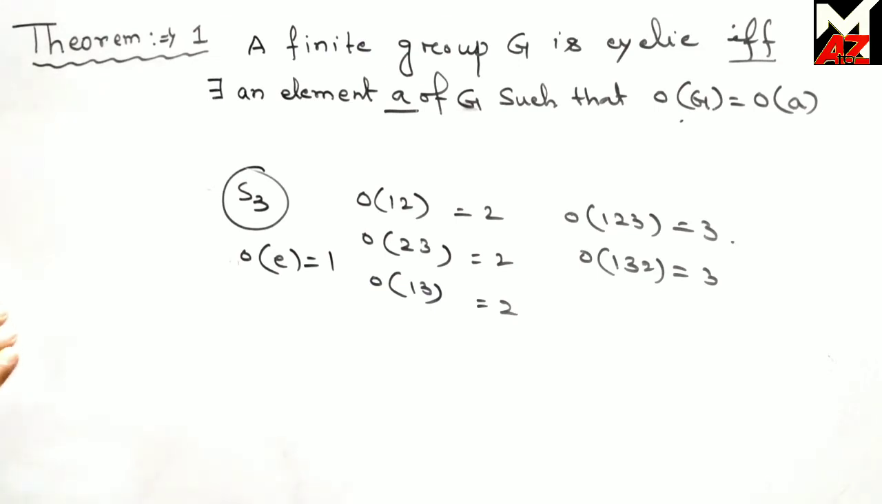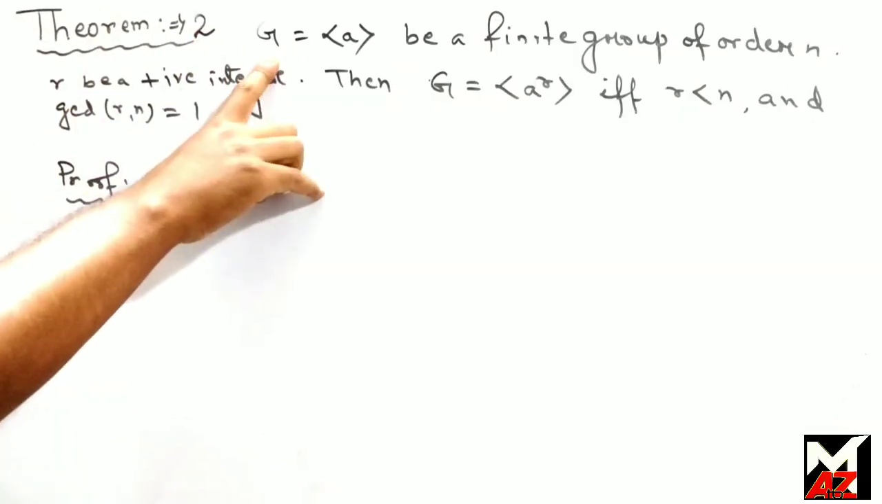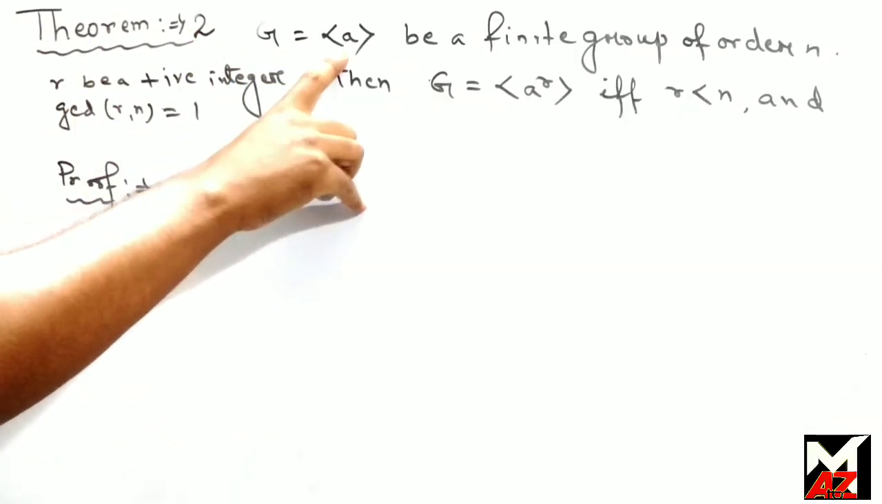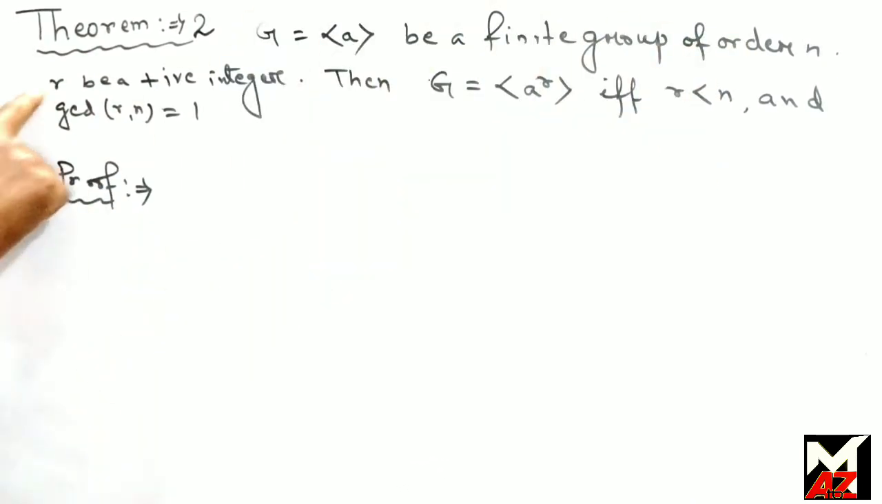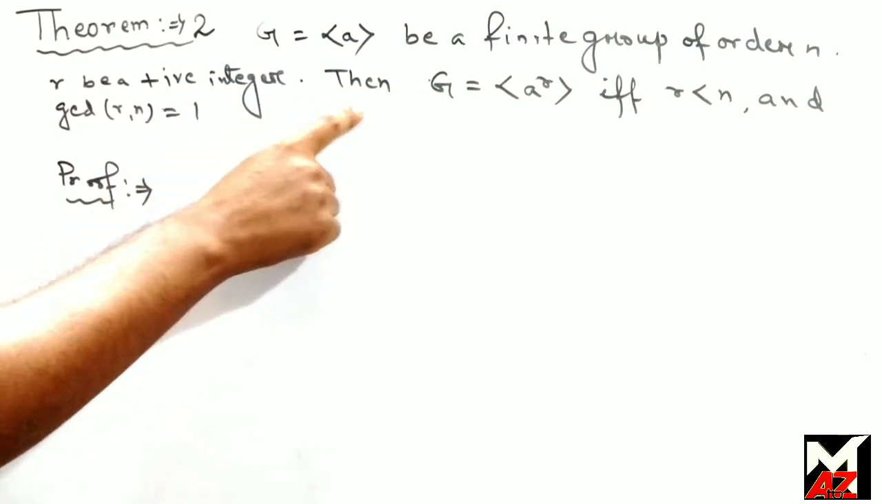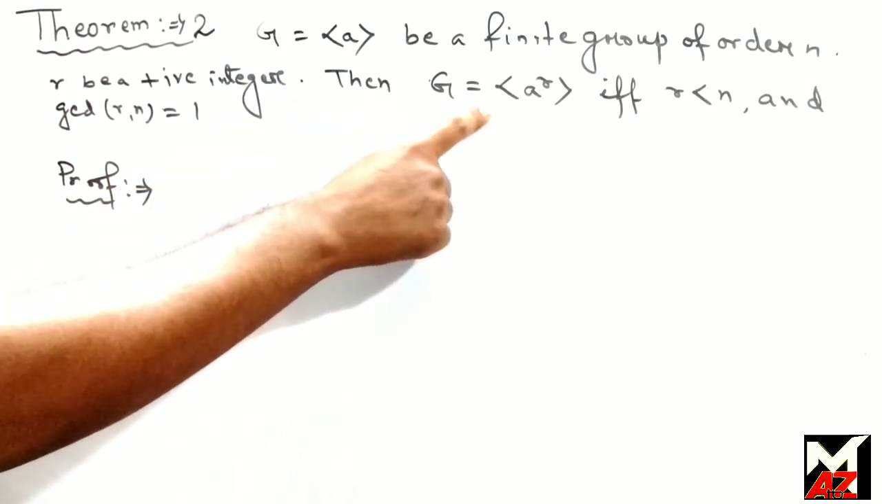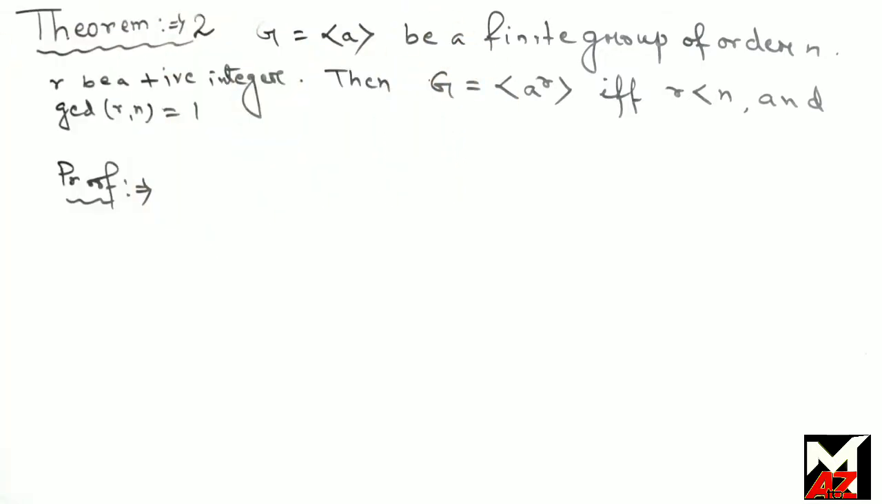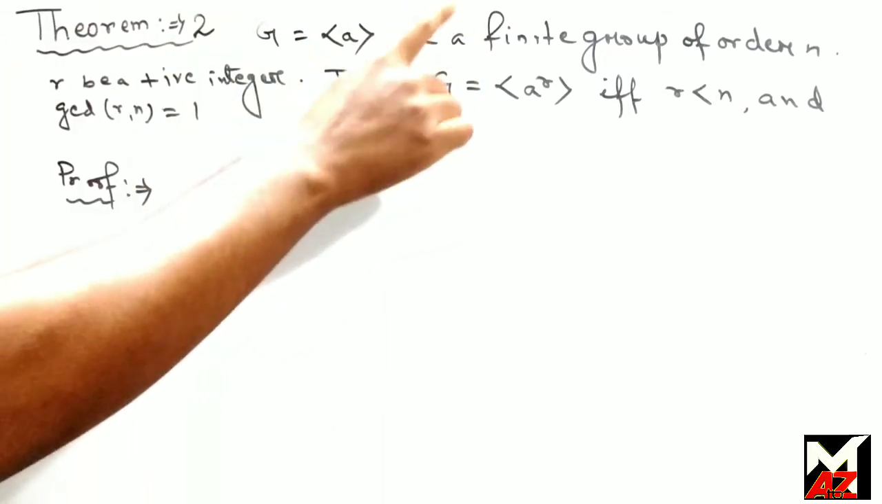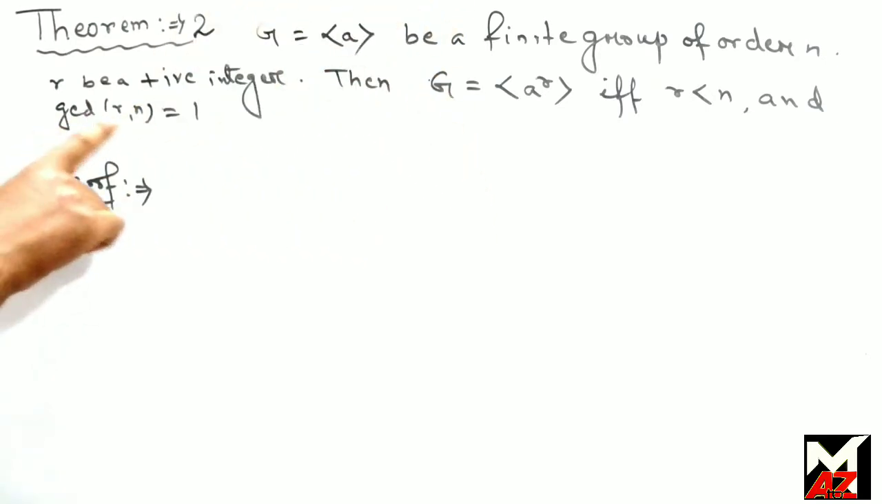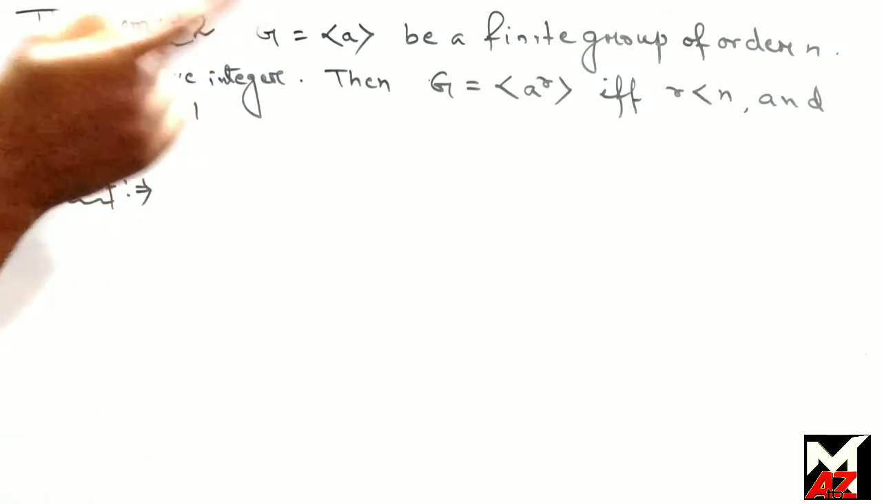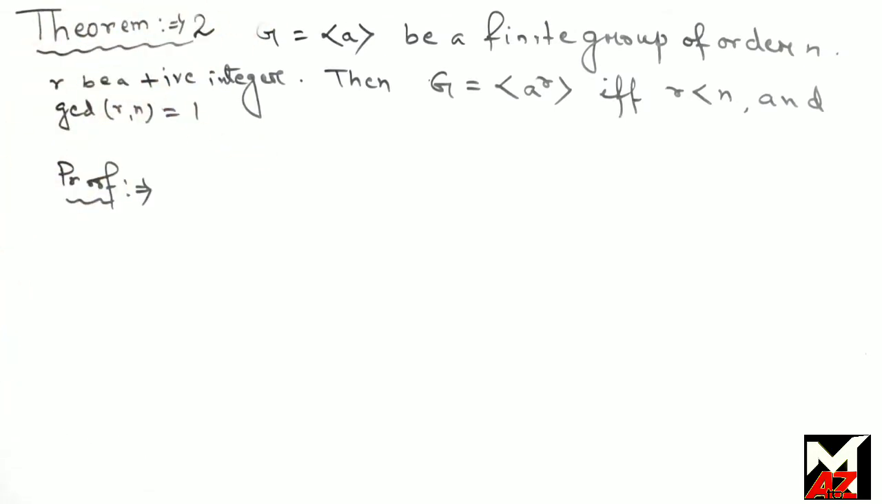Okay, now we go to the second theorem of the class. Let G be a cyclic group generated by a, a finite group of order n. Let r be a positive integer. Then G is equal to the group generated by a to the power r. That is, G is also generated by a to the power r if and only if r is less than n and GCD of r and n is equal to 1. That is, r is less than n and r is prime to n. This is the second theorem.